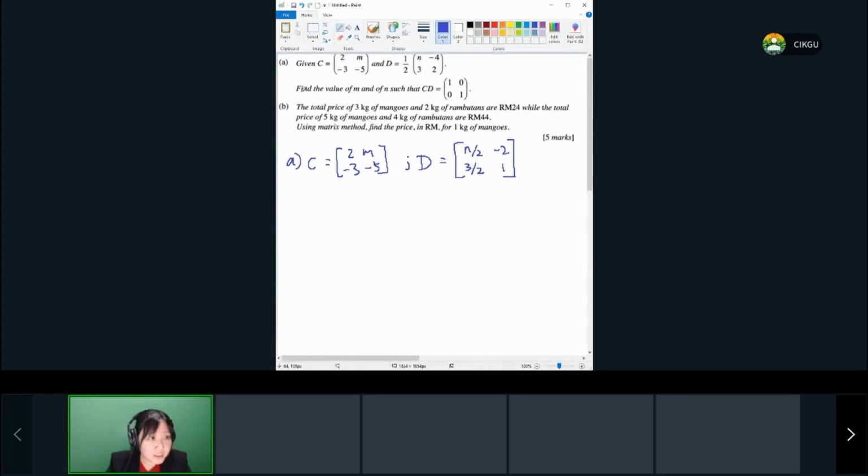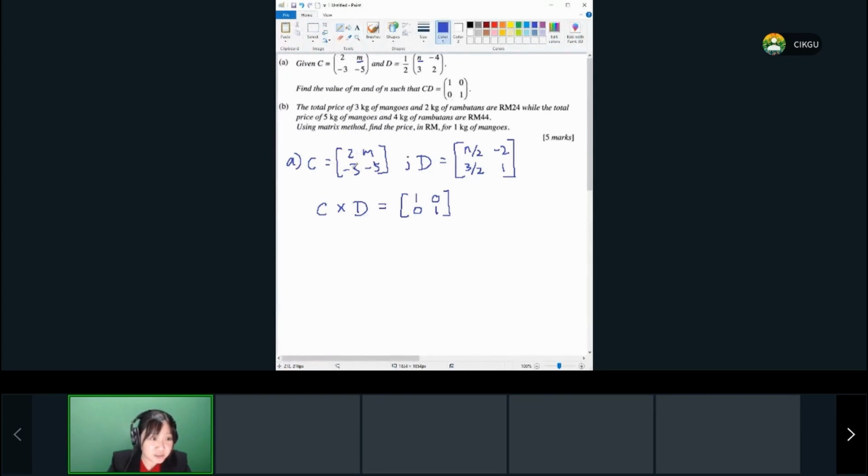Now what do they say? Find the value of m and n. Where is m and n? M is here, n is here. Find the value of m and n such that CD, if there is no operation in between, and by operation I mean plus, minus, multiply, or divide, there's nothing, they didn't write anything here, that means automatically it means multiply. C times D equals 1, 0, 0, 1. So again, this is using the concept of matrix multiplication.